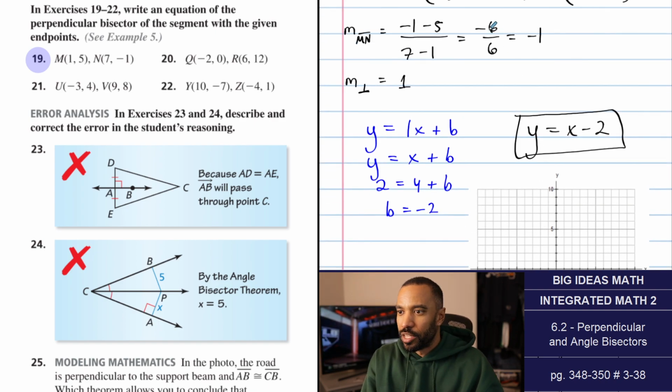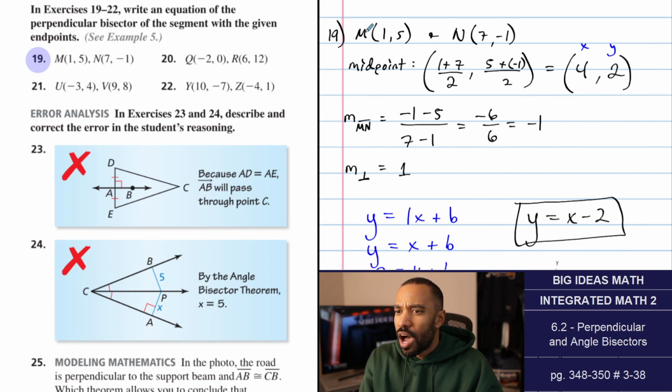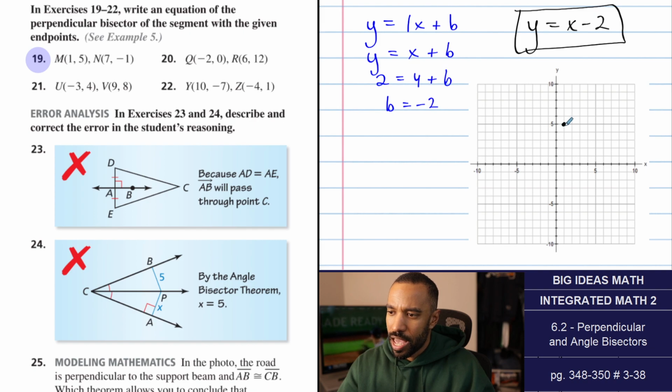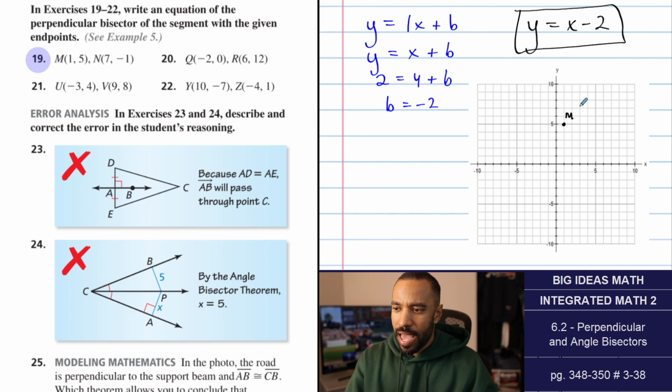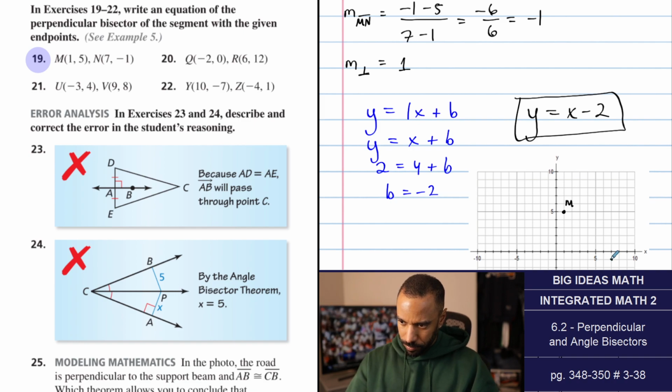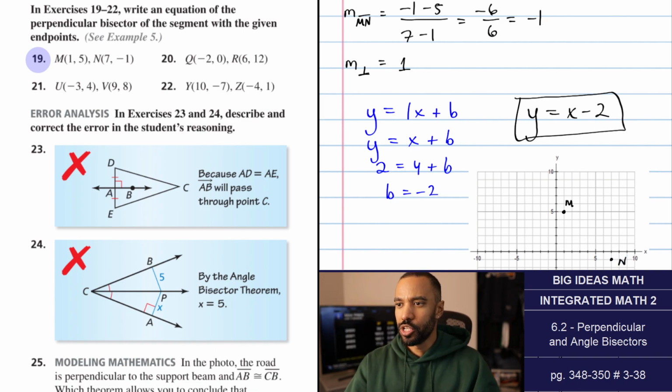Maybe I should have started with the graph so you didn't get too confused. The point M is at 1, 5. Here's M. N is at 7, -1. Here's the original segment that they are talking about.